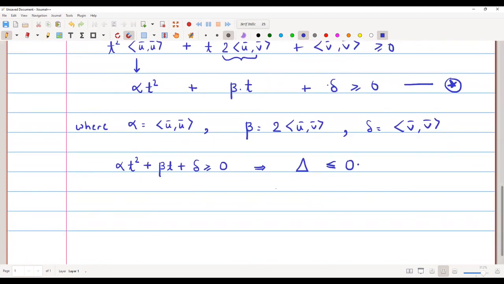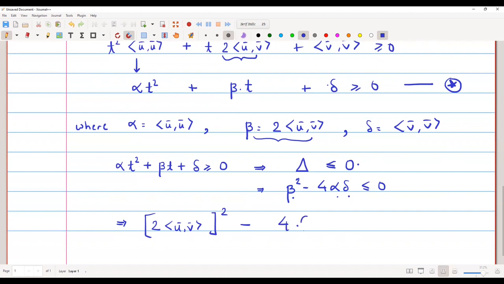So who is delta in this term? This means beta square minus 4 alpha delta has to be less than or equal to 0. This is the discriminant of that quadratic equation. So let us substitute the values of beta, alpha and delta in this inequality. Beta is 2 inner product u v, so 2 inner product u comma v bar the whole square, minus 4 alpha delta, is less than or equal to 0.